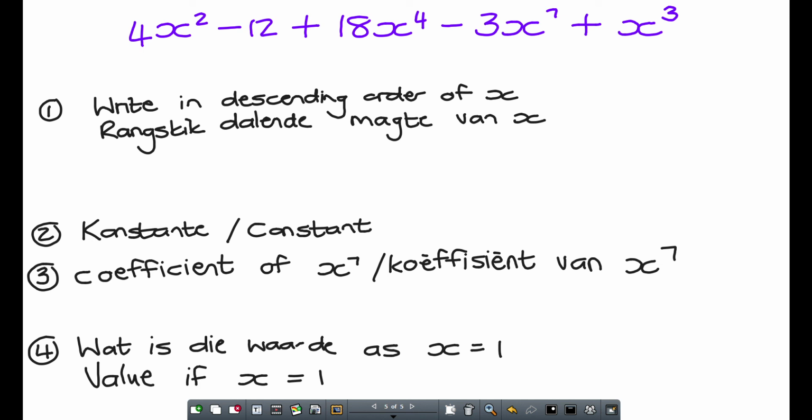You can coefficient here. Coefficient means what's written in front of. Dit is geskryf voor daai ekstra en opsie.